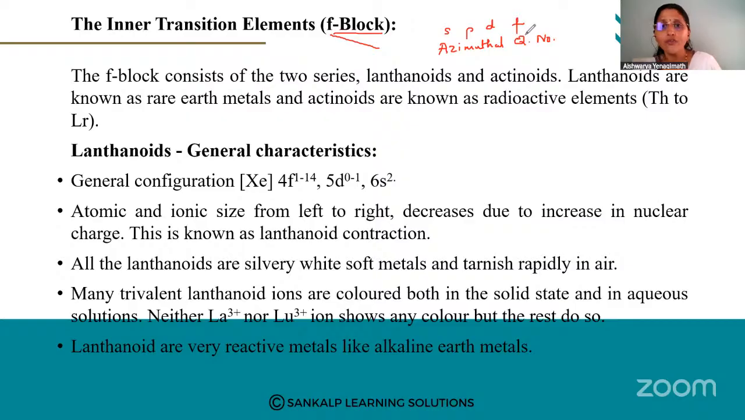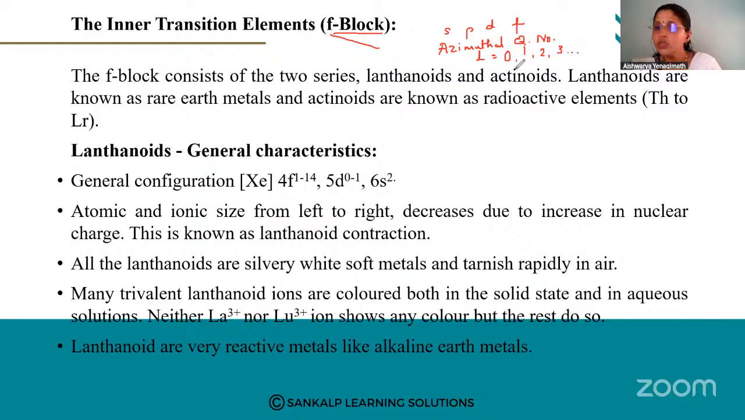So S, P, D, F orbitals are derived from the values of the azimuthal quantum number denoted by letter L. L values, just a brief basics, I'll just cover it. L values are 0, 1, 2 and 3, and so on.